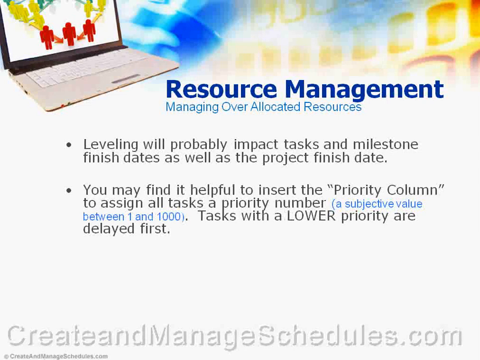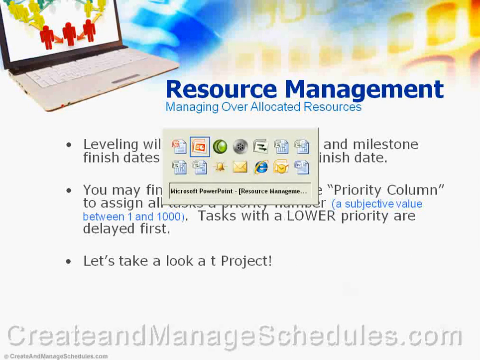So how you would do that is when you insert the priority column, you would assign numbers to tasks, and the lower numbers would be lower priority and they would be delayed first. So let's take a look at Project and see what I mean about that.